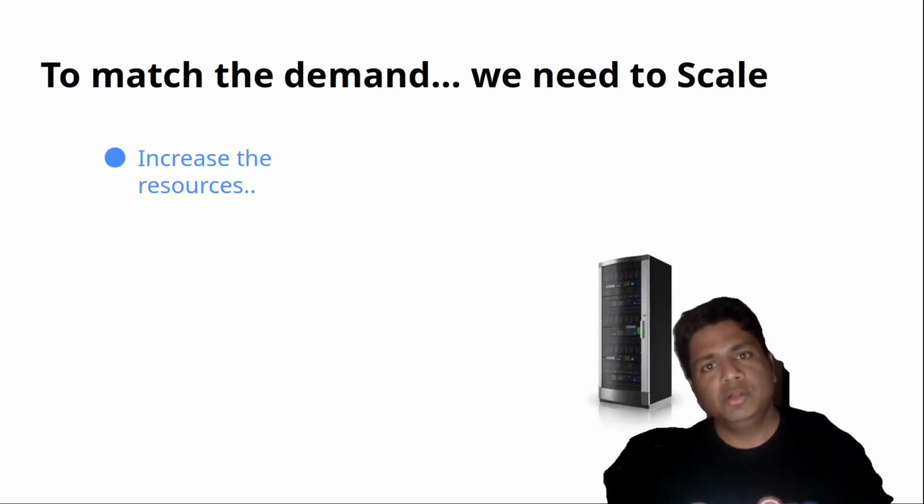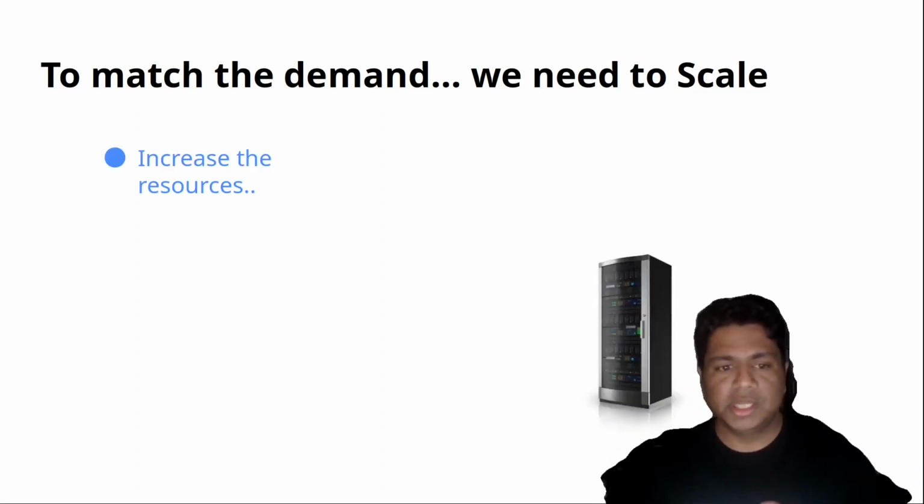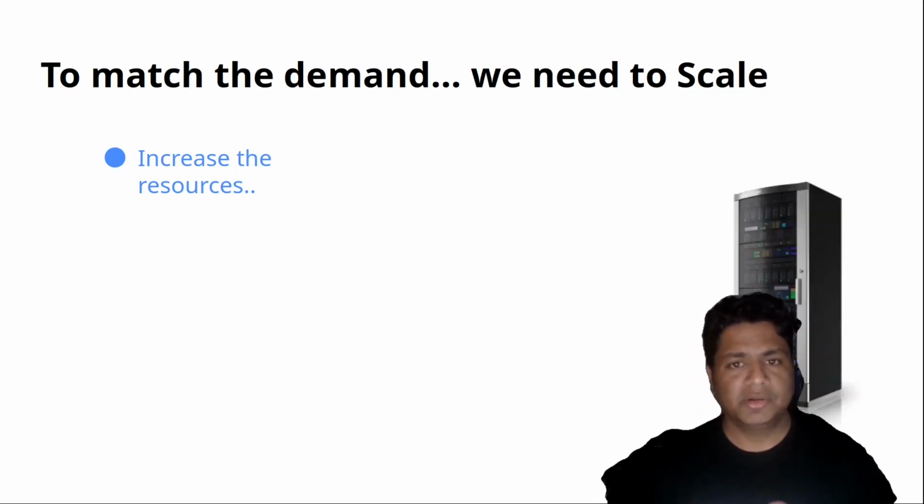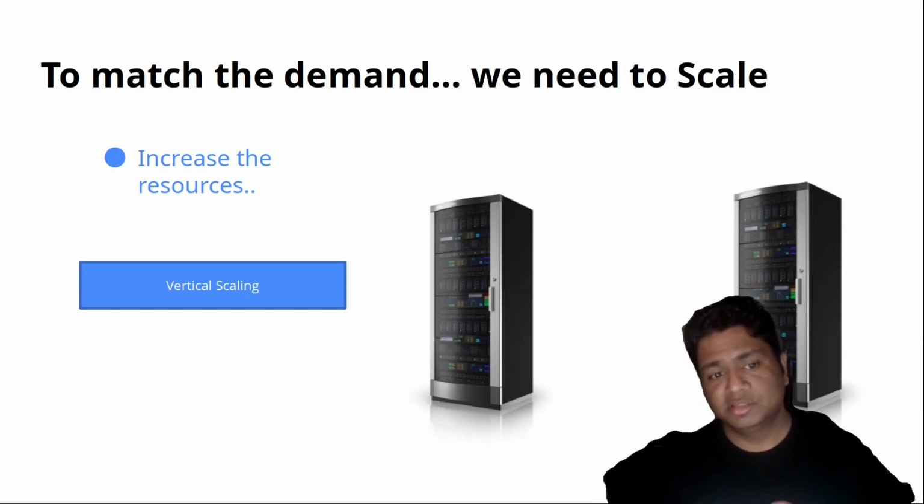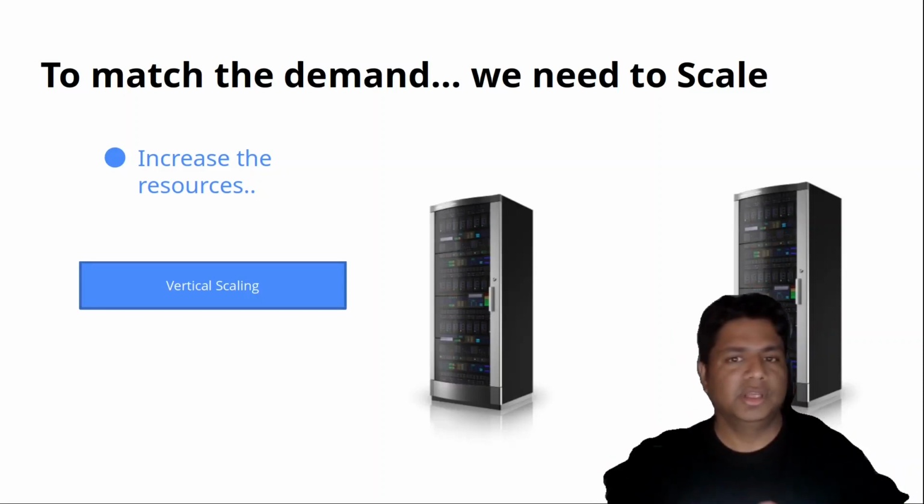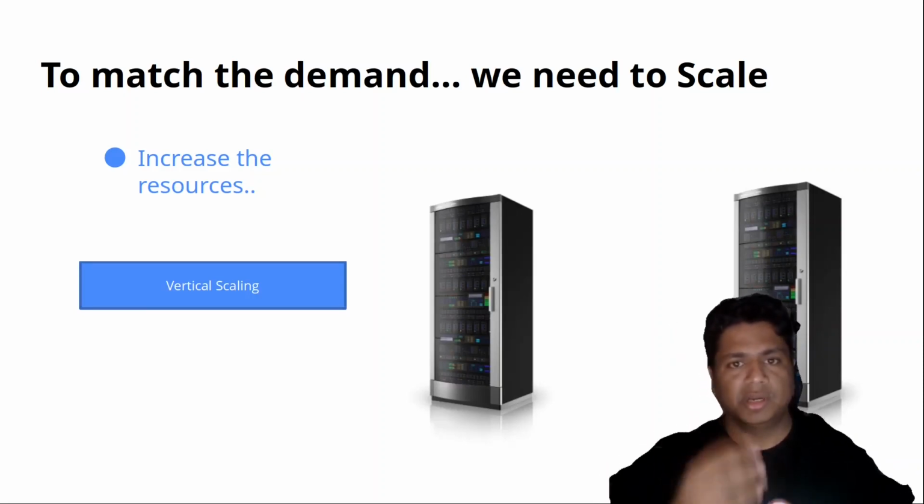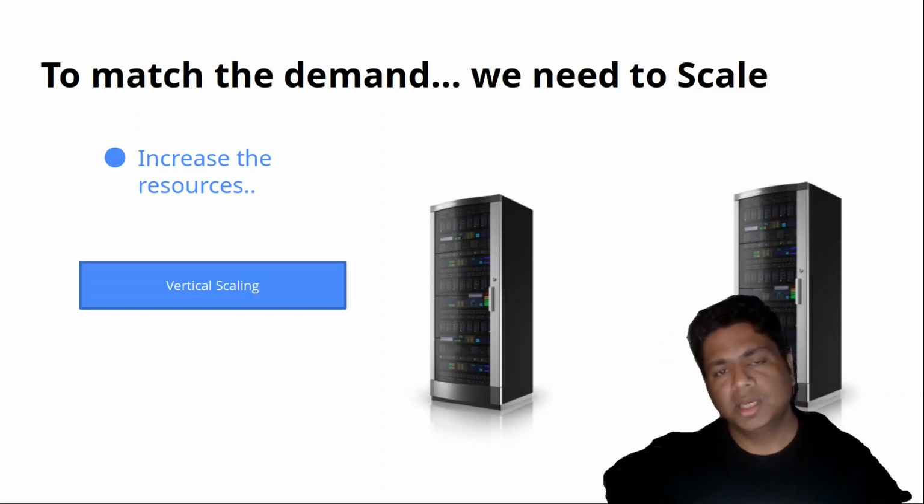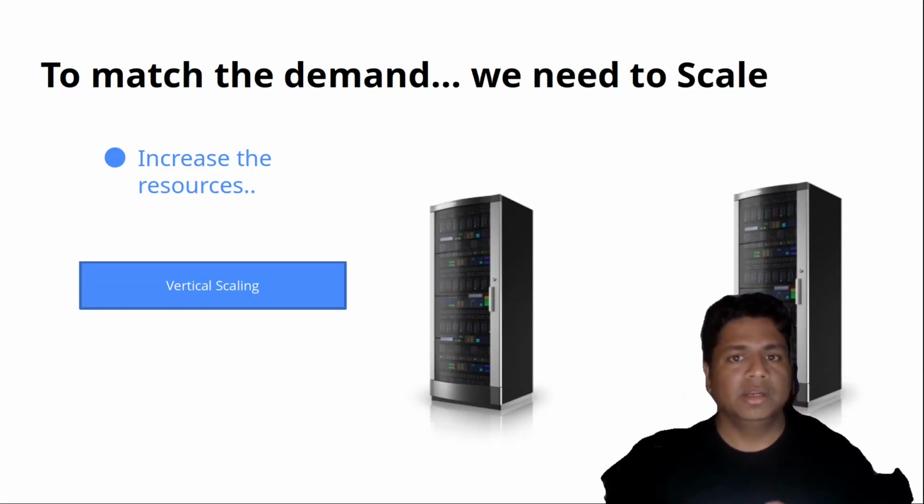So there are two ways you can scale your resources. The first one is to increase the resources, that is, get a bigger server. And the second one is to get more servers. So the first one is called vertical scaling. You can think of vertical scaling as increasing the size vertically. And the second one is horizontal scaling, that is increasing the number of resources.